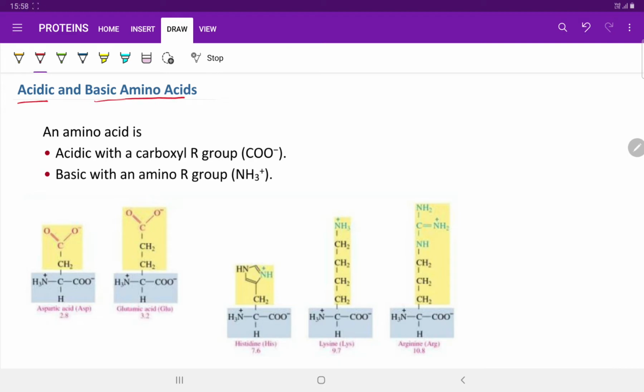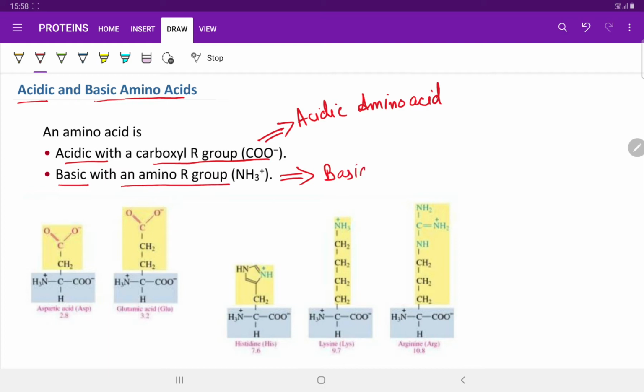So I think from the name it is clear to you that an amino acid that is having an extra acidic or carboxylic group present in the structure is known as an acidic amino acid. And if an extra basic or an amino group, that is an extra amino group, is present, then it will be a basic amino acid. So an extra carboxylic group for acidic amino acid and an extra amino group for a basic amino acid.